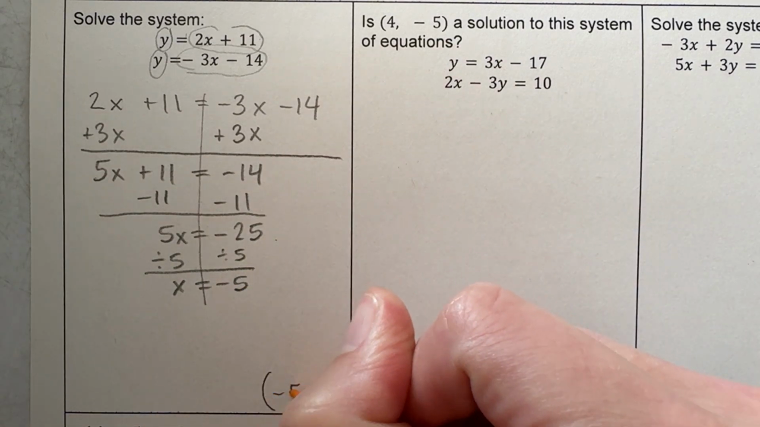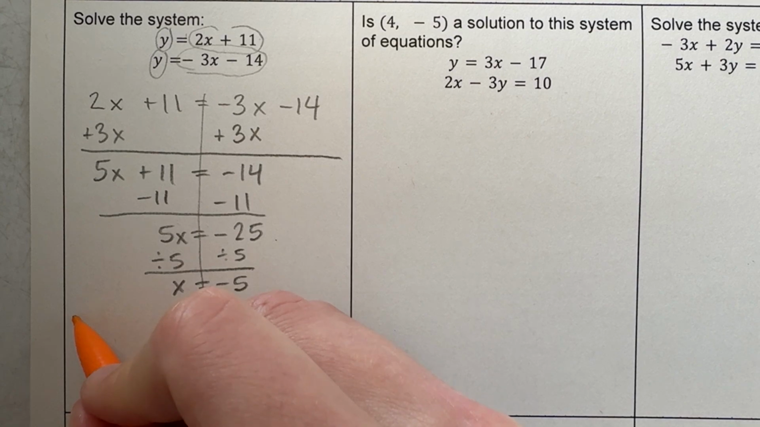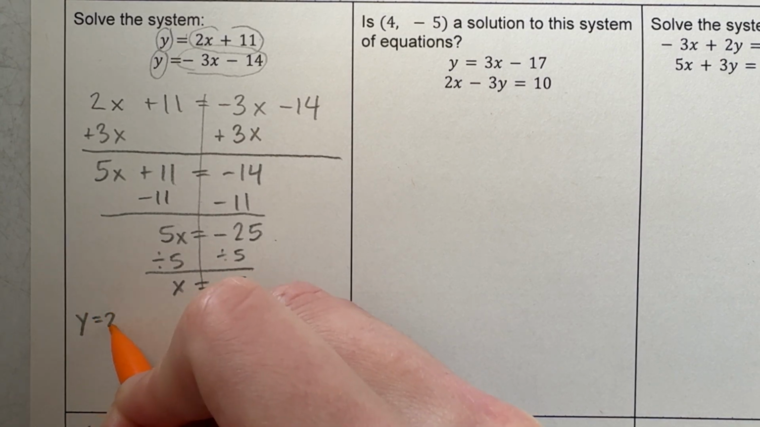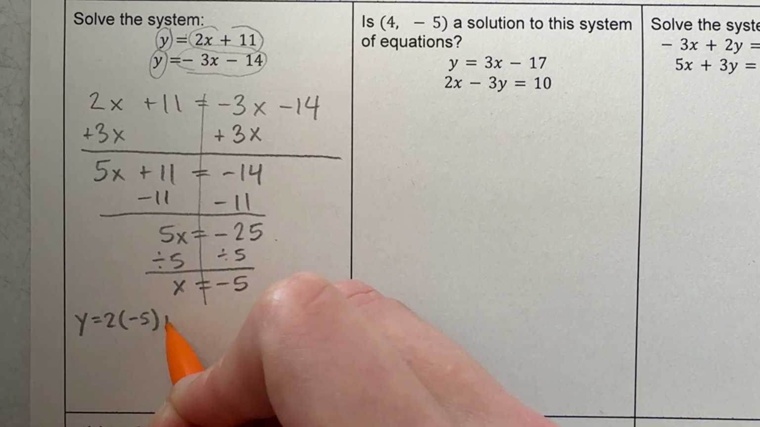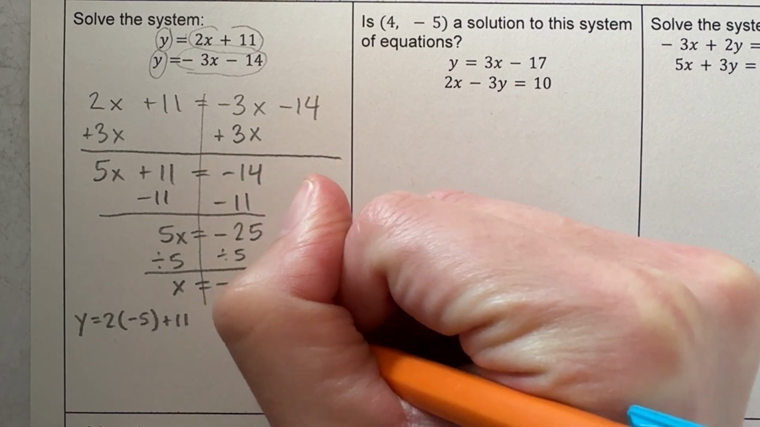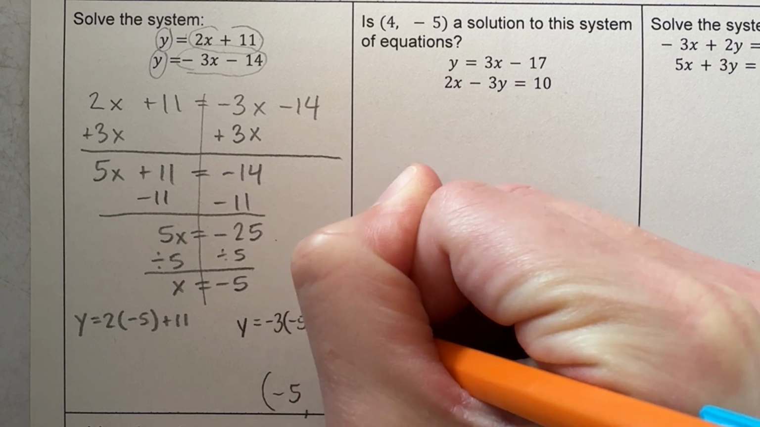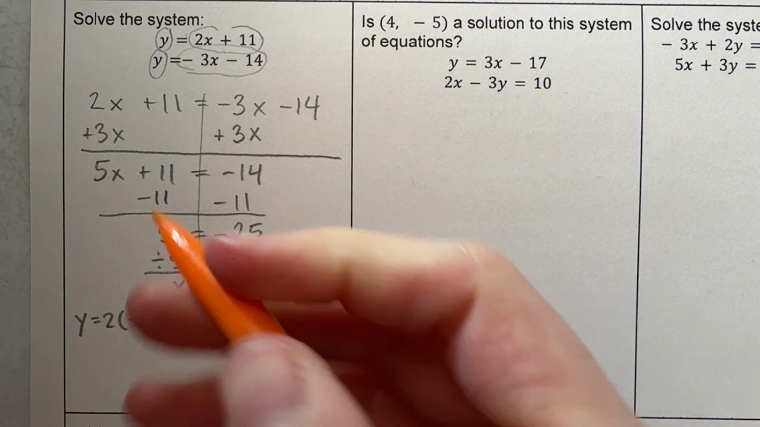Again, I'm not quite done. I still need to take this negative 5 and plug it back into these equations to find y. So I'm going to plug in right here. And look, I'm actually going to plug into both equations. So this is basically going to be me checking my answer. Because if I get the same thing on both equations, then that means for sure that's correct.